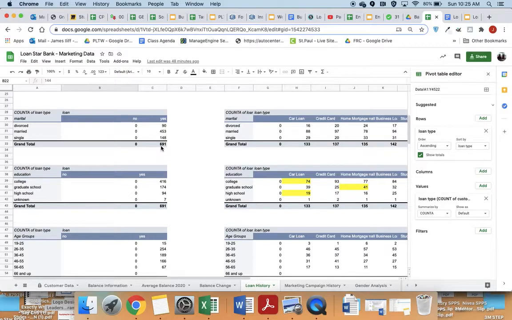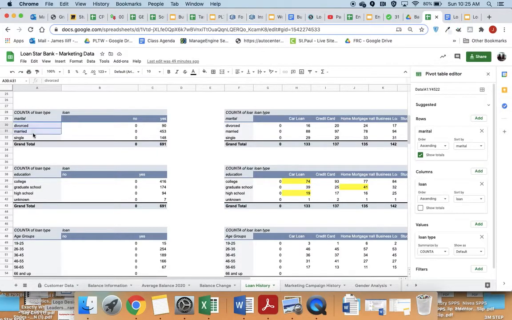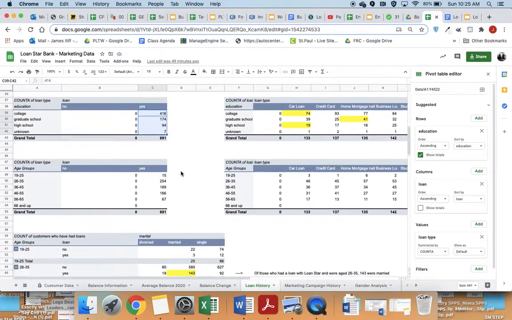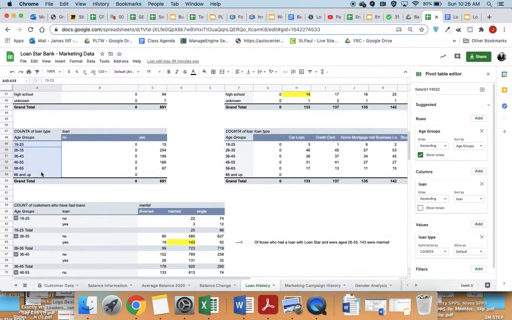Again, 691 based on divorce or marital status. So you can see how it breaks out here. Most people tend to be married. Here you can see it on education. So again, 691. You can see how it breaks out there. On age group, 691. You can see how it breaks out here. These are the number of people. So 15 people age 19 to 25 took out a loan with Lone Star. So that's interesting.